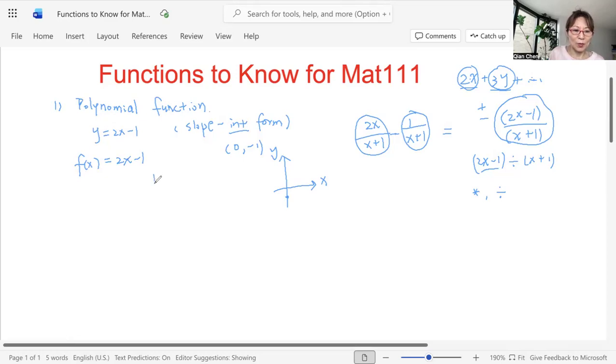So this is a polynomial degree 1, right? Polynomial degree 1 function, or we call linear function. So that's one thing about mathematics. You know, one same thing has so many names. So linear function.